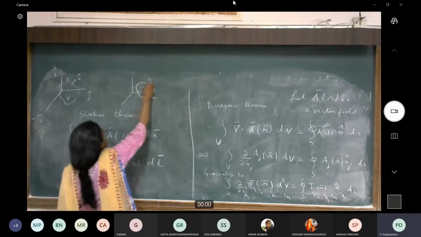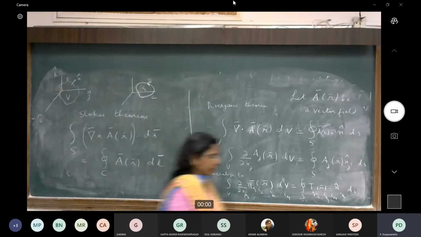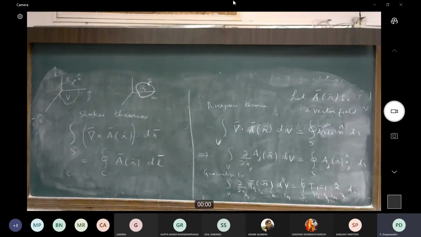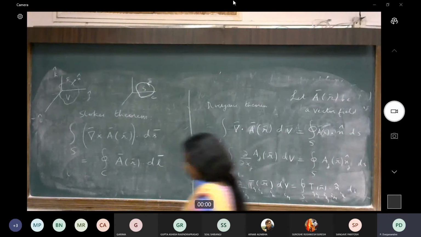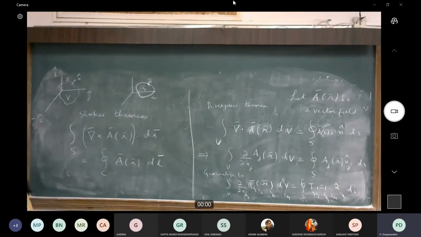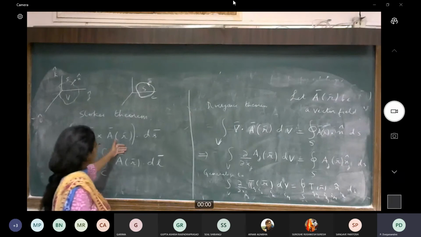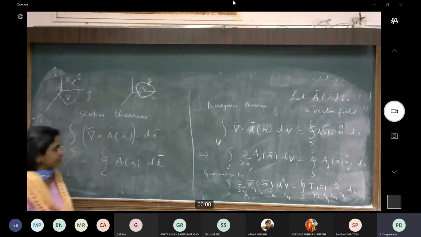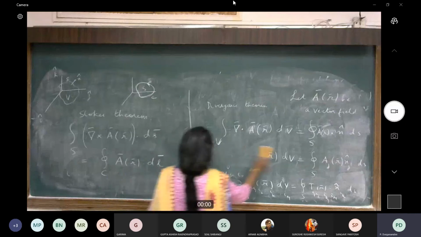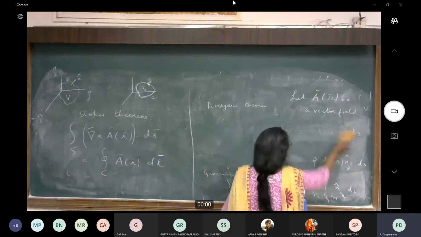Again, you must have used Stokes theorem very extensively when you did magnetic field calculations. If you were given different kinds of current distributions, and you wished to find out the magnetic field of those current distributions, you must have used Stokes. So again, I can generalize this particular relation to higher order tensors in the following way.